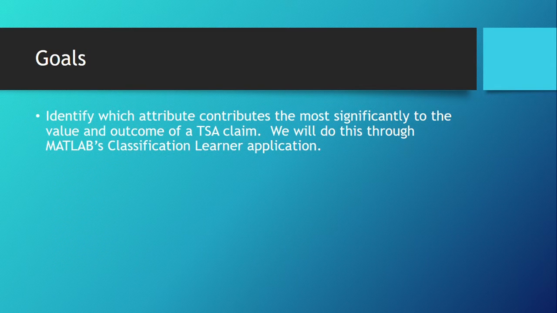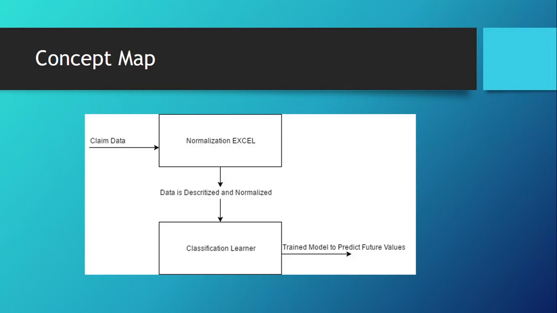So the goal of this project is to identify which attributes contribute the most significantly to the value and outcome of a TSA claim. So we're going to do this through MATLAB's classification learner. And this is just a brief concept map.